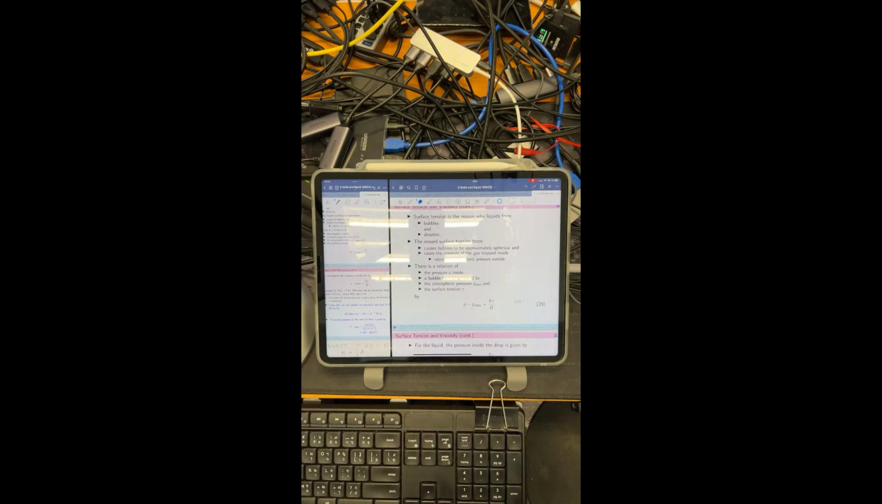Let's remind ourselves of the pressure difference. Sometimes it's known as pressure excess, where excess means the additional amount of something.